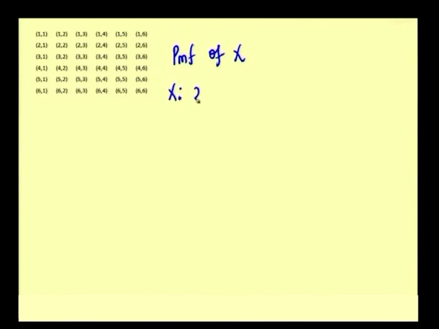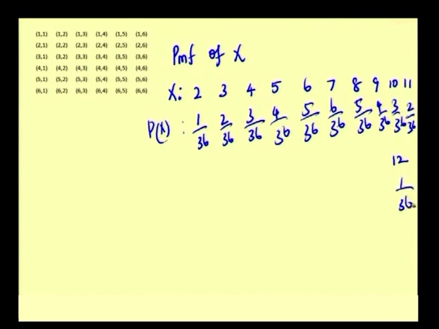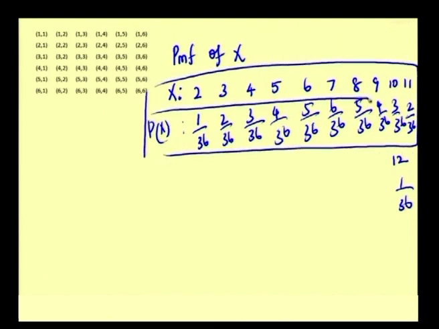X is taking the values 2, 3, 4, 5, 6, 7, 8, 9, 10, 11, then 12. So, the corresponding probability values: 2 gives you 1 by 36, 2 by 36, 3 by 36, 4 by 36, 5 by 36, 6 by 36, then 5 by 36, 4 by 36, 3 by 36, 2 by 36 and 1 by 36. This is the probability mass function of x.